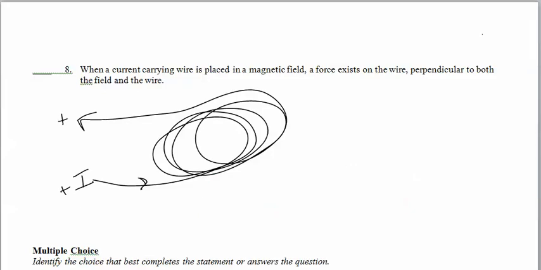Okay, when a current carrying wire is placed in a magnetic field, a force exists on the wire perpendicular to both the field and the wire.